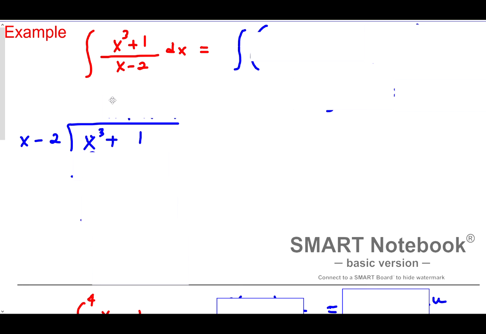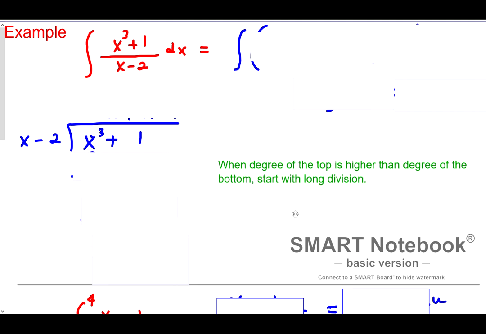In that situation, what you should be doing is long division. And how did I even think about that? Well, this technique works when the degree of the top is higher than the degree of the bottom. It even works when it's equal to the degree of the bottom. So if it was like an x cubed over x cubed, or if the degree of the top is higher than the bottom, then you can use this approach. In this case, it's higher.